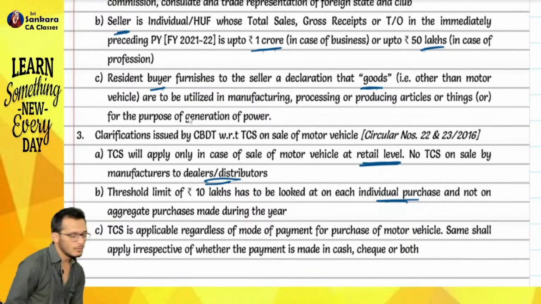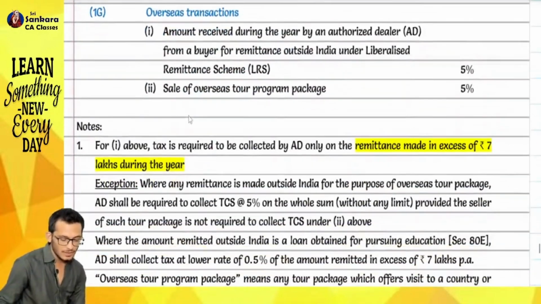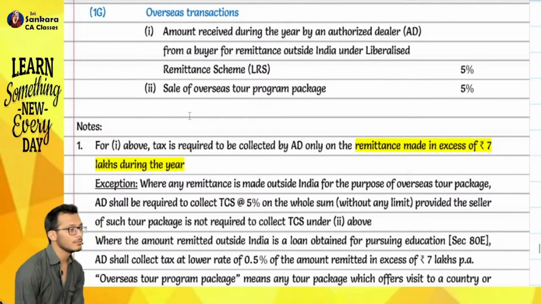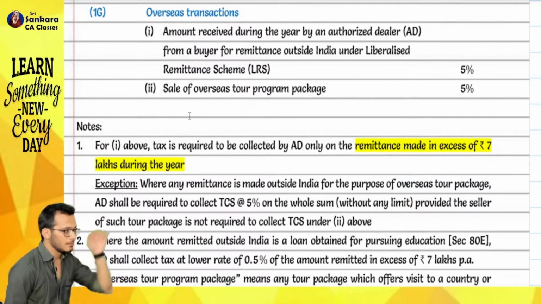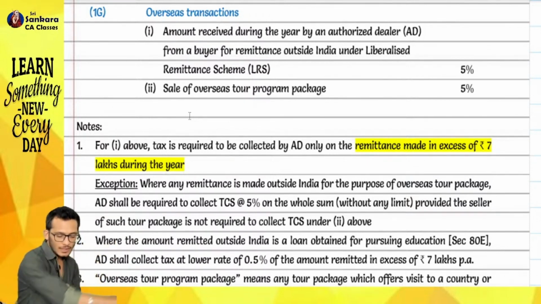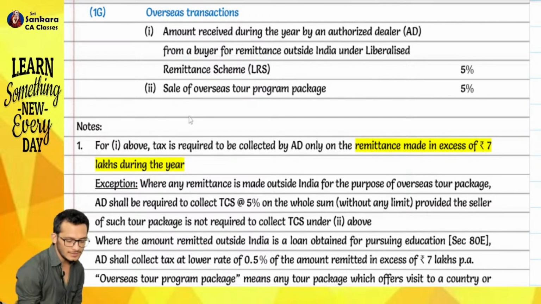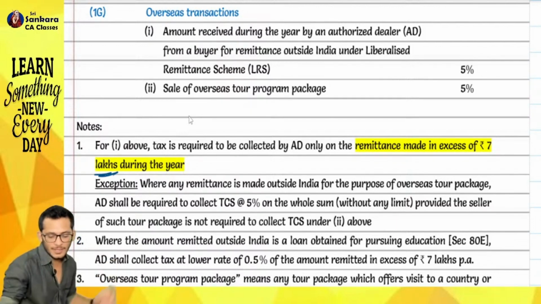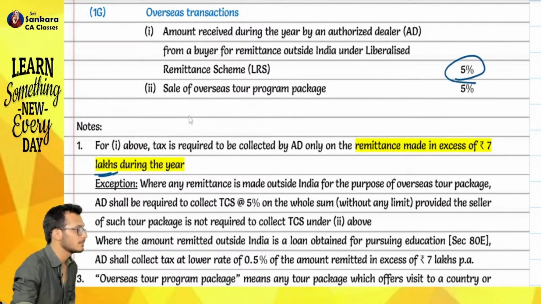Any doubts? Next provision says that if you are going to make any kind of foreign payments, they have put a restriction on it. If you make a foreign payment of more than 7 lakh rupees, whatever payment you make above 7 lakh rupees will be liable for TCS at the rate of 5%.